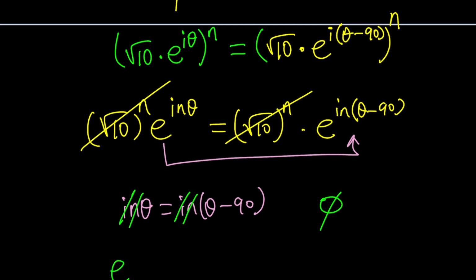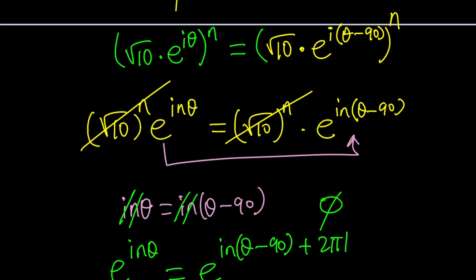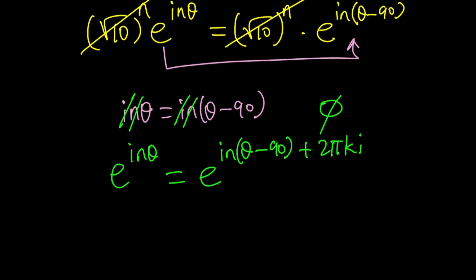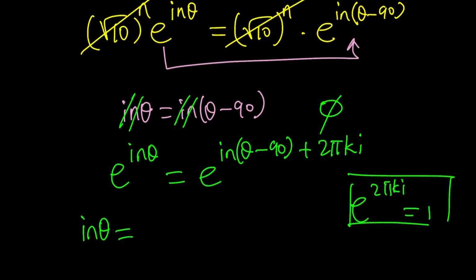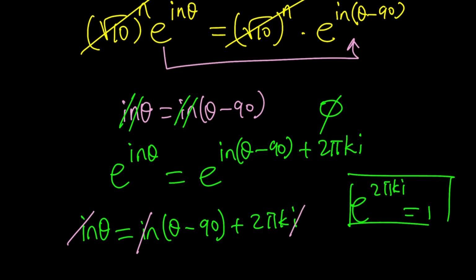So remember, we had this, right? One thing we can do is add a multiple of 2 pi ki. The reason that works is because e to the power 2 pi ki is equal to 1. That's the complexified version of 1. So we're able to multiply the right-hand side only by that, and then we're going to get a nicer expression. Let's go ahead and find out. i n theta equals i n times theta minus 90 plus 2 pi ki. Now we can go ahead and simplify, cancel out the i easily, not the n yet.